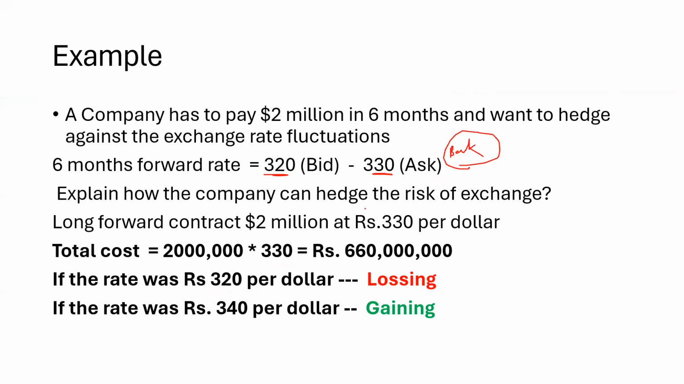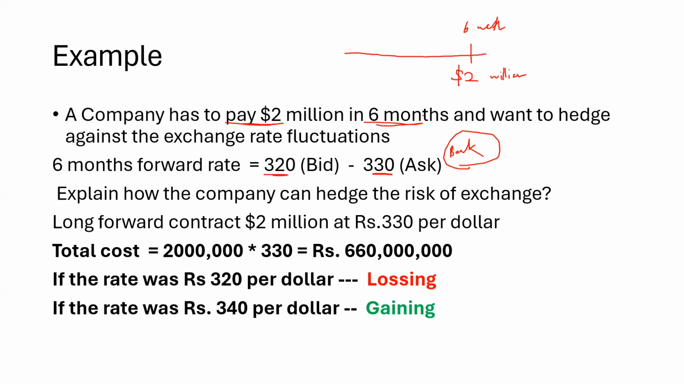Explain how the company can hedge the risk of exchange. So when the company is going to hedge the risk, what do they have to do? Here they have to pay 2 million in 6 months time, which means they have to have 2 million in 6 months time. So in 6 months time, they want to have $2 million, right?